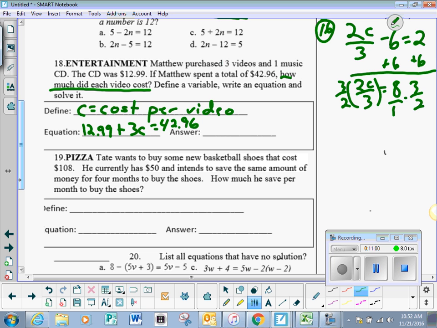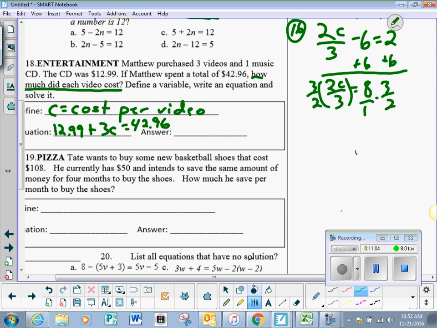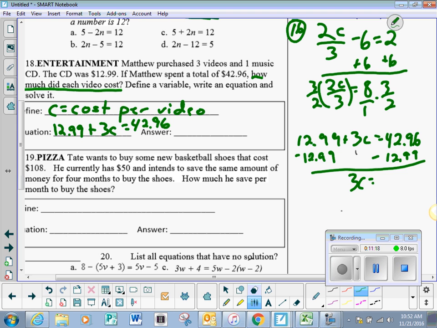Okay? I think the equation works. So then we have $12.99 plus 3C equals $42.96. We have to get C alone, so we subtract $12.99 from both sides. So we get 3C equals $29.97. Divide both sides by 3 and the answer is $9.99.